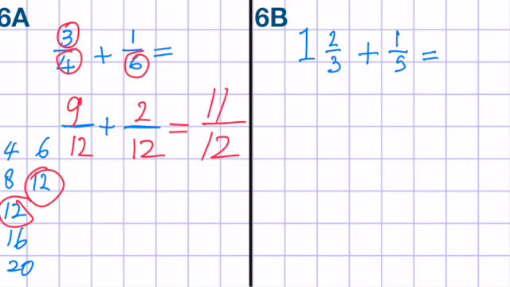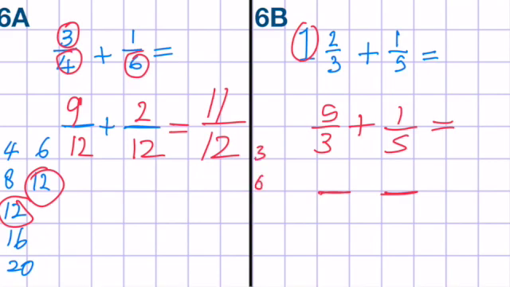Over on 6B, we need to change the mixed number. So we do 1 times 3 is 3 plus 2. So it's 5/3, add 1/5. We're going to have to change both the fractions because we can't make one into the other. So 3, 6. In fact, let's use a different colour for that so that it stands out a bit better. 3, 6, 9, 12, 15, 5, 10, 15. The new denominator is 15.